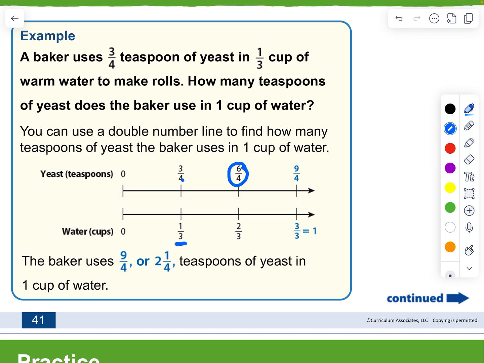And if you take 1/3 times 3, you'll get 1. And 3/4 times 3, you'll get 9/4. So you could do that. I generally don't think of it that way, but you can absolutely do something like that.